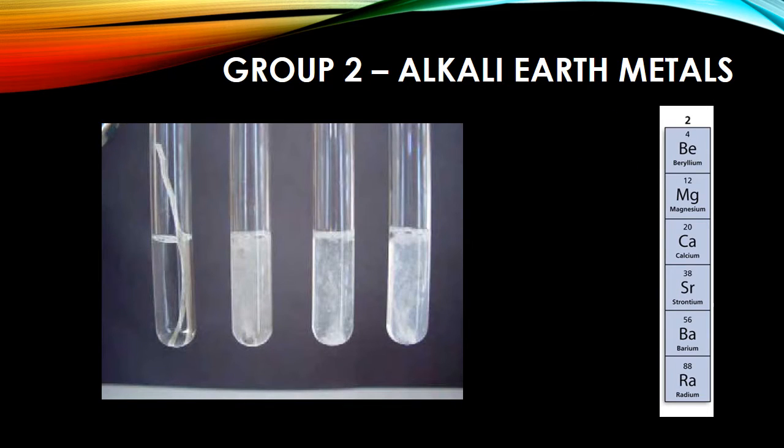Let's take a look at group 2. All of the alkaline earth metals have 2 valence electrons. If you don't believe me, do the electron configurations. They all have 2. And look, this is how they react with water. This one is beryllium, and then here we have magnesium and calcium and barium. The increase in bubbles means it's more reactive. So as you move down the periodic table, what do you think happens to reactivity?